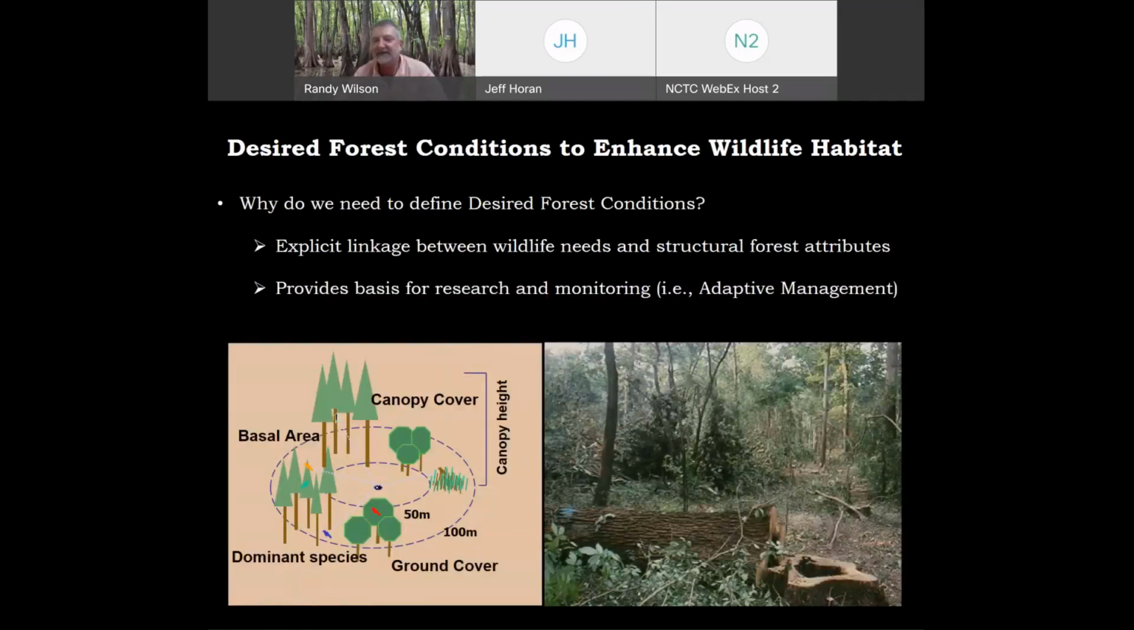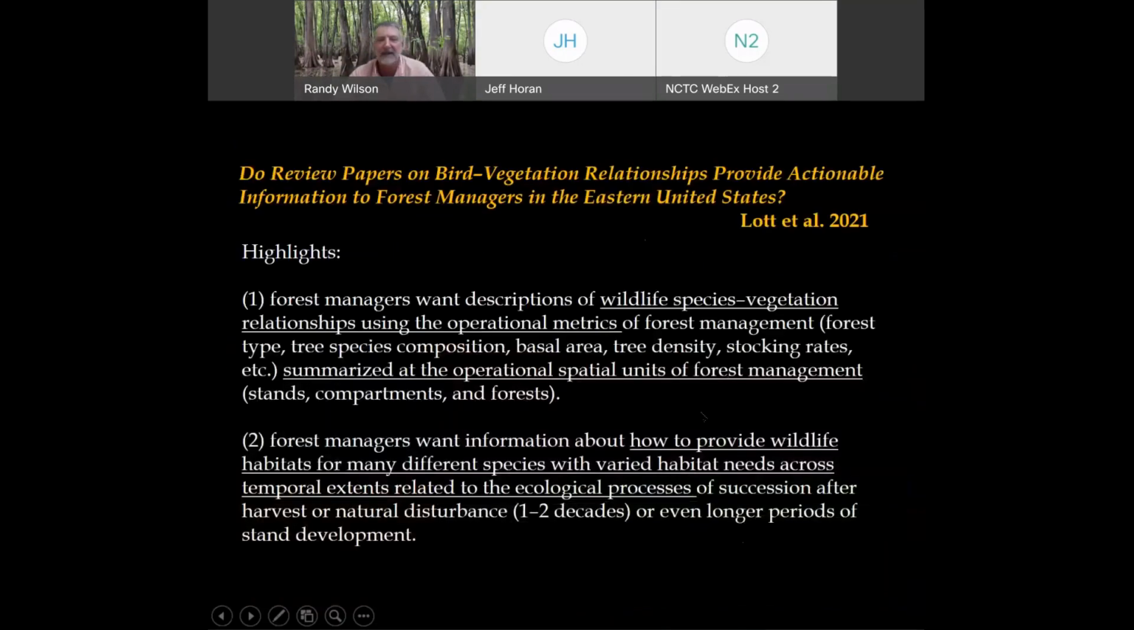And then digging a little deeper into that, if we can do that, we can identify some explicit linkages between wildlife and our birds or our habitat metrics. I said wildlife here because this is primarily a bird-centric talk, but we should not lose sight of the other wildlife species that are using these forest conditions to meet their own resource needs. And it also provides a basis for research and monitoring, the adaptive management model. We're going to implement something, monitor it, and use that information to do better in the future.